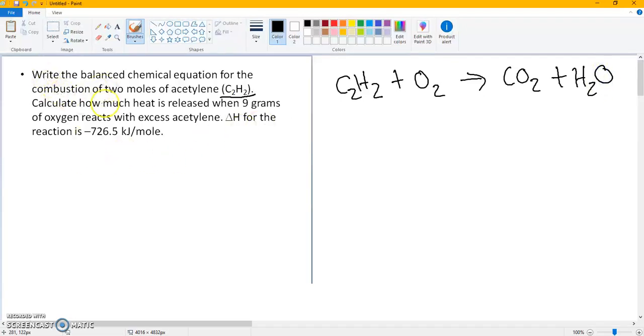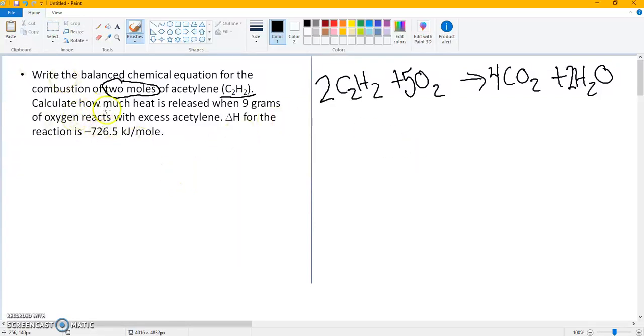Now in this, they actually give you a hint. It says that I need 2 moles of acetylene. So what that means is, I know that I have to have a 2 in front of acetylene, 2 moles. So now I can balance it just like normal. 2 times 2 is 4, so I would need a 4 here for the carbon. 2 times 2 is 4 for the hydrogen, so that means I need a 2 here. 2 oxygens here, 8 oxygens here, that's 10, so I need a 5 here. So I did the first part of the question, balancing the chemical equation.